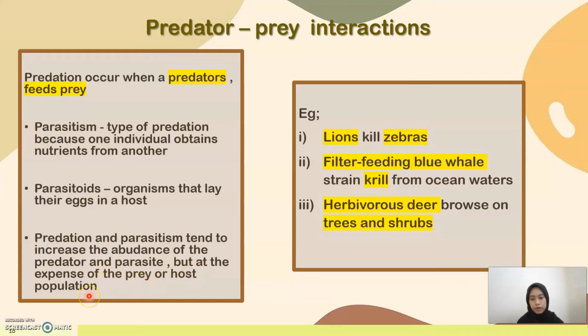or host populations. For example, predaceous consumers include not only animals such as lions that kill zebras, but also filter-feeding blue whales that strain krill from ocean waters, and herbivorous deer that browse on trees and shrubs.